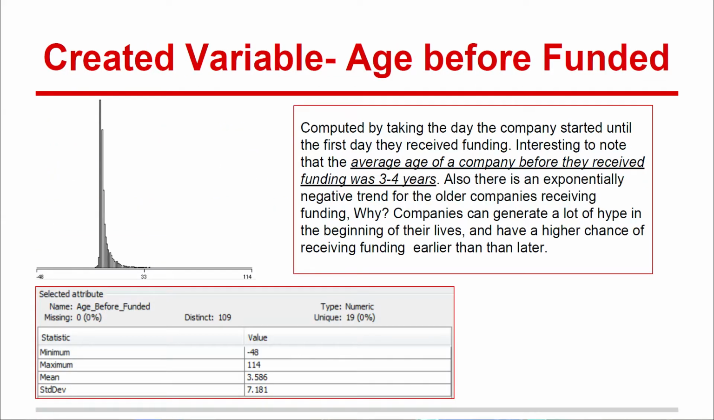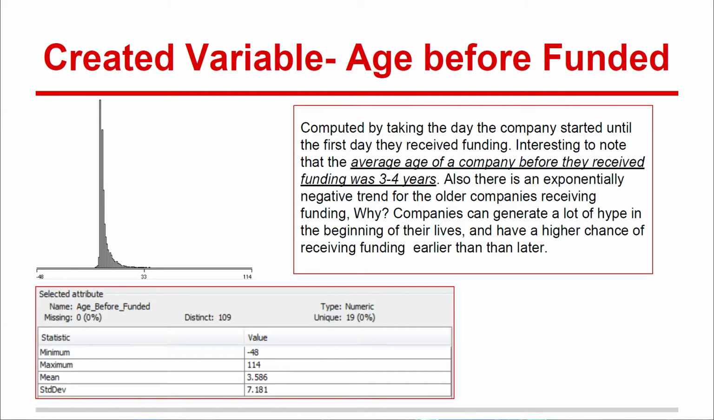What we did here first was look at the distribution of the variable we created for age before funded. This is computed by taking the day the company started until the first day they received funding. Interestingly enough, the average age of the company before they received funding was 3 to 4 years. So that gives us a short-term goal to reach in hopes of receiving some sort of funding that will help us expand our business.